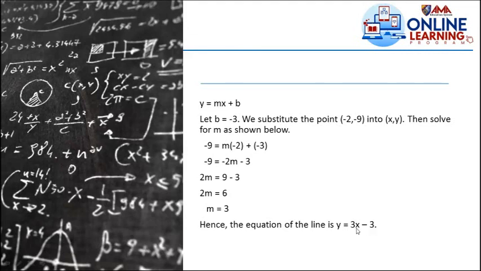Or you can still factor this one. Y is equal to 3 multiplied by x minus 1. So you can have that one as the equation of the line.